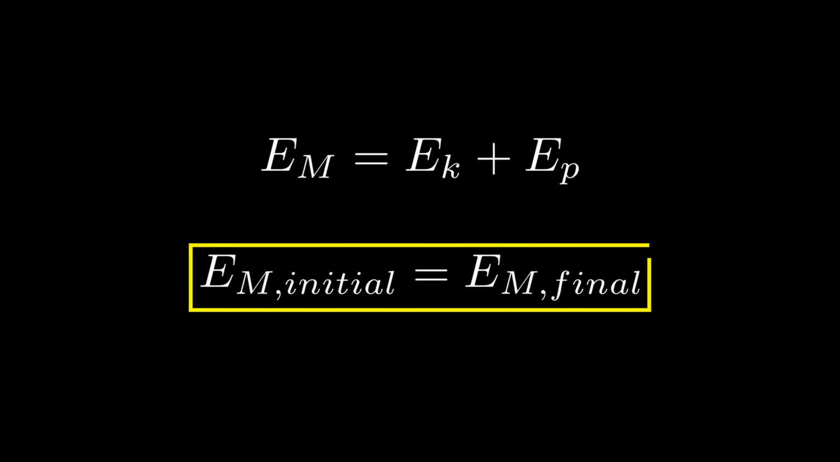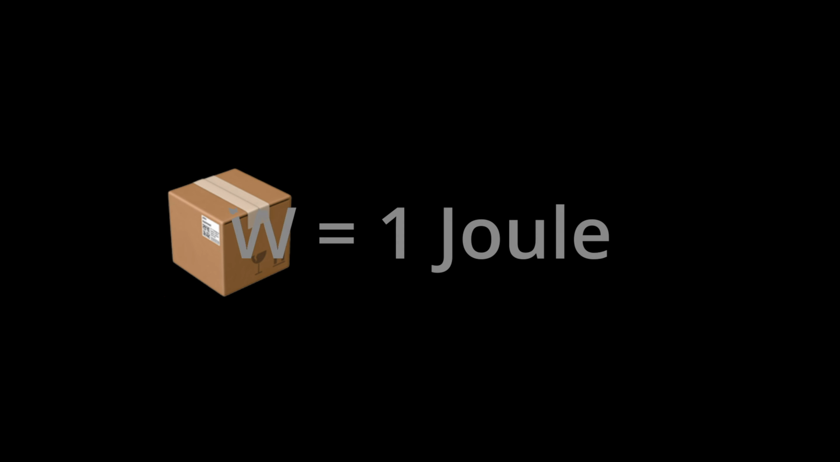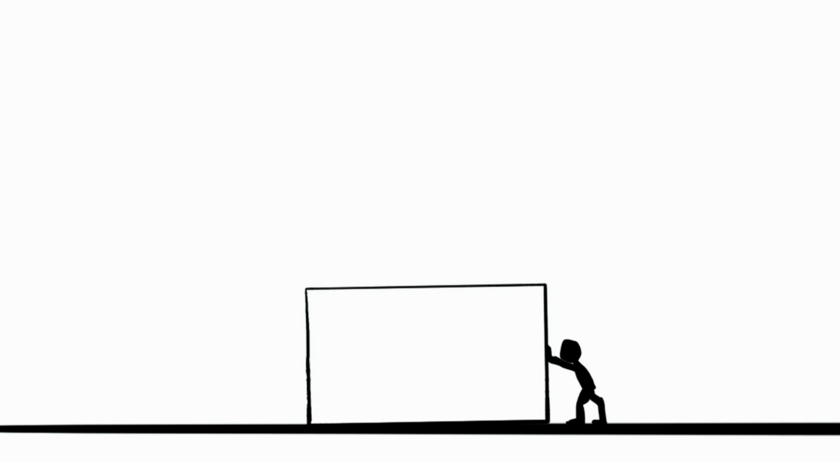But what's work? Work is defined as force times distance. If you push a box horizontally with a force of 1 newton 1 meter away, then this means that you did about 1 joule of work. If you apply a force at an angle, we would add a cosine.